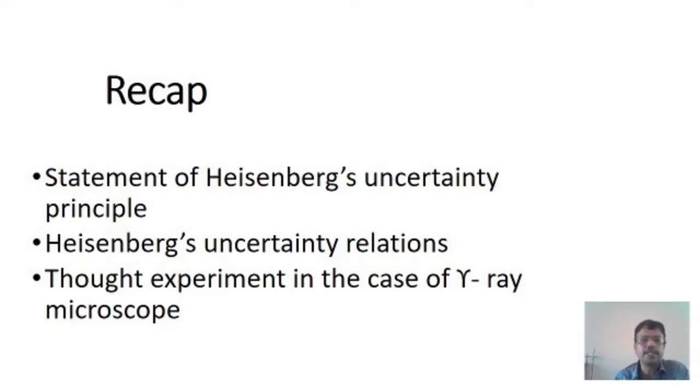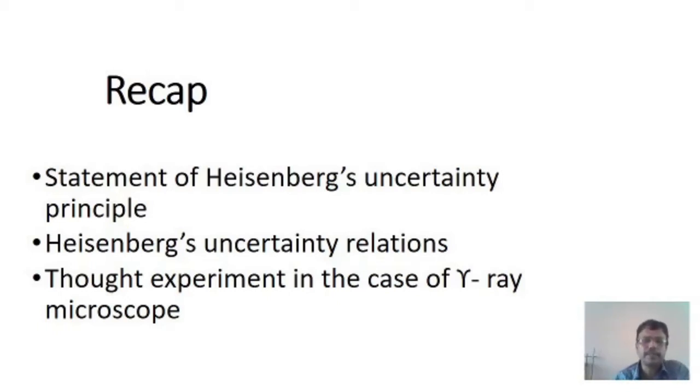Similarly, the other two relations of Heisenberg uncertainty principle are delta L dot delta theta greater than or equal to h cut by 2, and delta E dot delta t greater than or equal to h cut by 2. Here delta L is the uncertainty in the measurement of angular momentum, delta theta is the uncertainty in the measurement of angular displacement, delta E is the uncertainty in the measurement of energy, and delta t is the uncertainty in the measurement of time. The same thing is applicable in the case of gamma ray microscope.